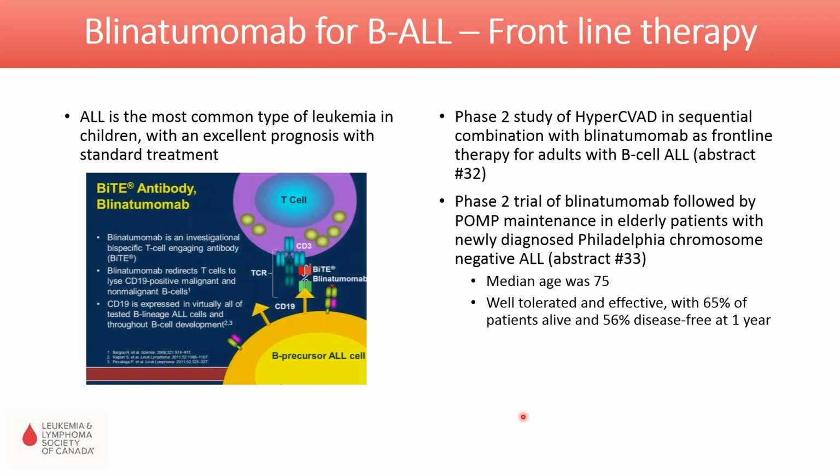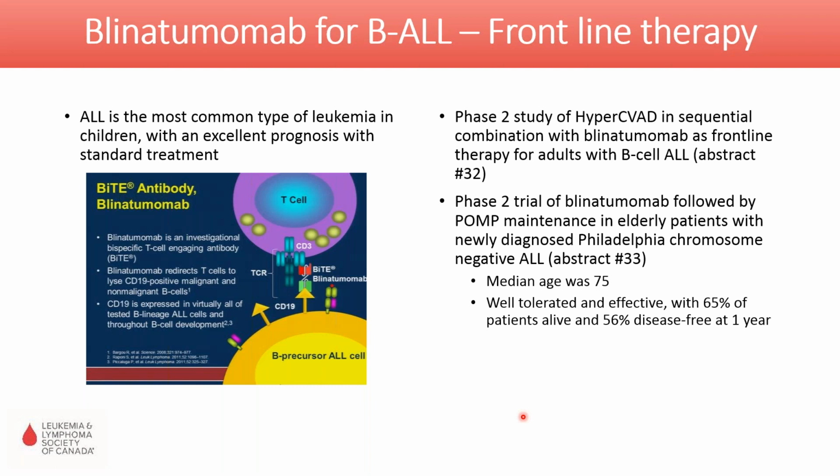Blinatumomab is one of those new therapies, and it's already Health Canada approved in patients with B-cell ALL who have relapsed after standard treatment. They have to have relapsed from 2 prior lines of therapy. What we don't know is whether it's effective in first line or whether it's better to do that. So there were a couple of studies that were presented looking at Blinatumomab as a part of the frontline treatment. And in these studies, initially they want to know if it's safe to give Blinatumomab with chemotherapy, and it certainly is.